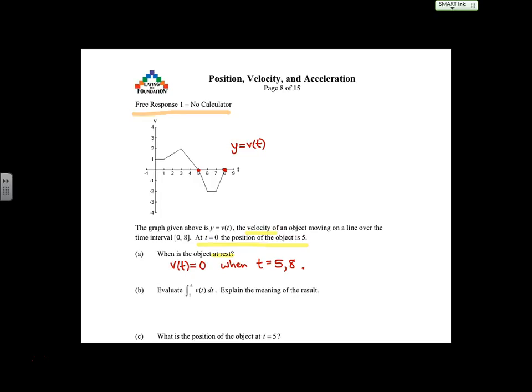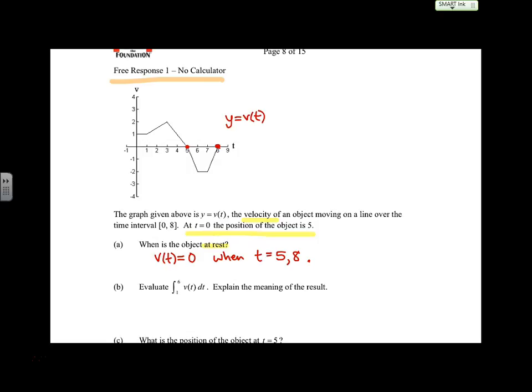Letter B. Evaluate the integral from 1 to 6 of velocity. Kiddos, how do I think about velocity, how do I think about an integral if I can't use fundamental units? Area under the curve. Because I have velocity up above, so then I need to find the area from t equals 1 to 6. You don't necessarily have to write this. Sorry, I'm just interpreting for you guys.